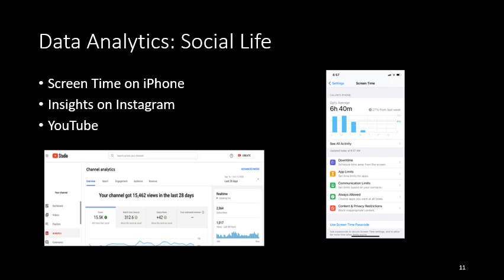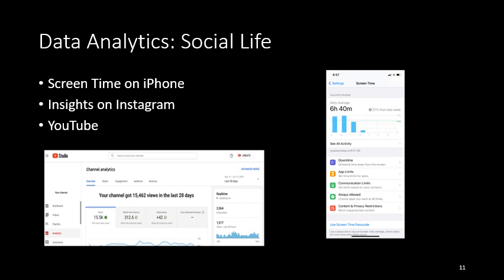Also another one is for Instagram users. There's Insights on Instagram. So I have a business page on Instagram for my business, and you're actually able to track how many people are looking at your profile a day. You're able to track their age, where they're from, what other type of media they look at on Instagram, and they have it all laid out in a nice layout for you as well.